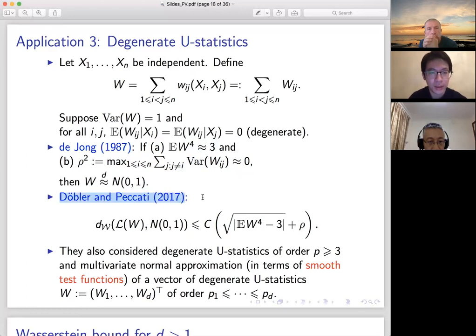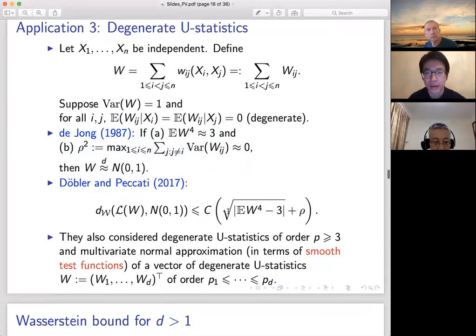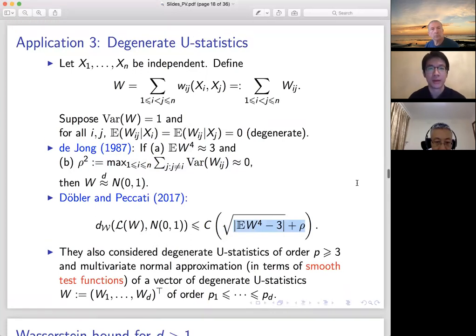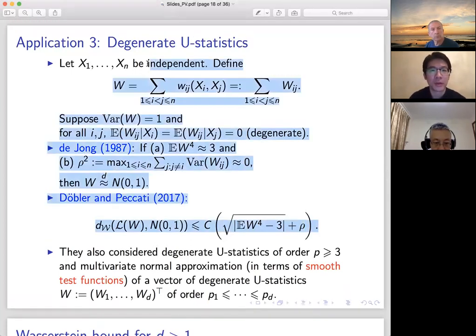And then Döbler and Peccati proved the explicit upper bound for de Jong's central limit theorem by proving that the Wasserstein distance between this W and the standard normal is upper bounded by a quantity involving both of these two conditions. So it's the square root of the difference between the fourth moment and 3, and the square root of this rho squared. And they have argued that these two terms are of optimal order. So that was the literature for degenerate U-statistics in one dimension of order 2.